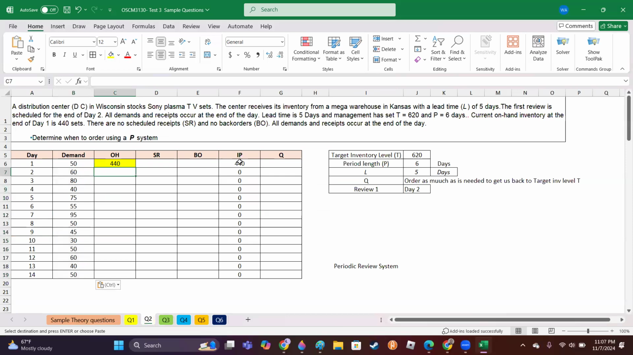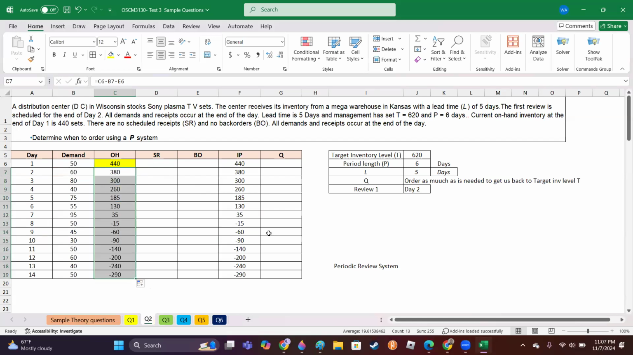After I'm done with putting in our inventory position calculation, I need to know how much inventory we had on hand at the end of the day. Just like we did in the first example, our on hand is going to equal our on hand for the previous day minus the TVs demanded for the current day minus any back orders for the previous day. So I can drag this all the way down.